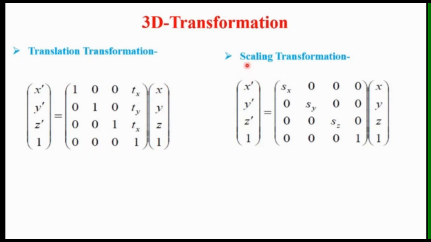Then in the case of the scaling transformation, the new coordinates x dash, y dash, z dash and 1 can be calculated by using this scaling matrix, that is sx 0 0 0, 0 sy 0 0, 0 0 sz 0, 0 0 0 1. This is the transformation matrix used to calculate the new coordinates in scaling transformation.